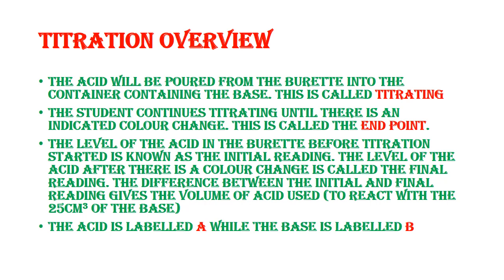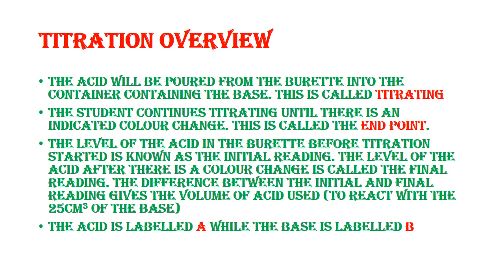As you now start titrating, the point when the color changes is the end point. That is the final reading. Are you getting it? So the level of the acid in the burette before titration started is known as the initial reading. The level of the acid after there is a color change is called the final reading. The difference between these two readings, the initial and the final reading, gives the volume of the acid used. That is the acid that has reacted with the 25 centimeter cube of the base.